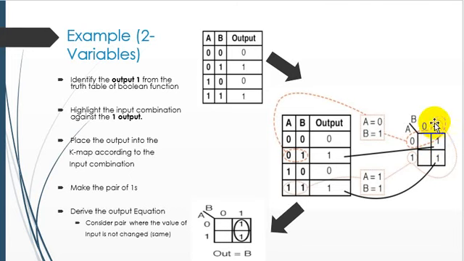A0 is for the whole row and B1 is for the whole column. Where these two lines intersect, at that point we place just 1 here. For this output, our A is 0 and B is 1. Same for the second output. The second output is 1 for the combination of A1 and B1.